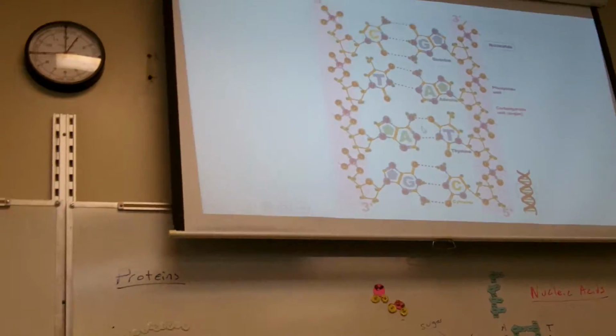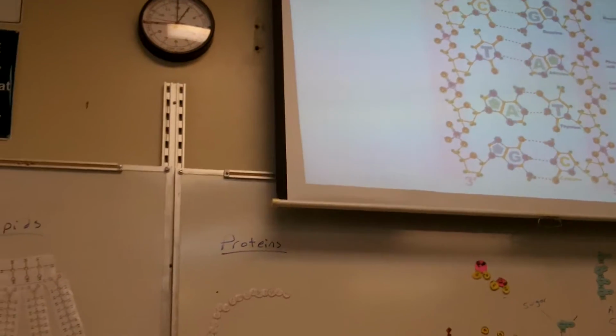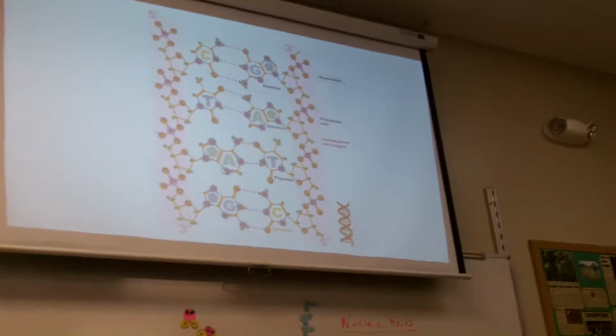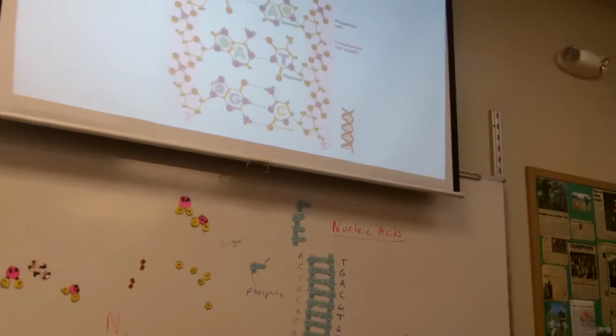Would we have to identify using that picture? Maybe. I could ask anything. I could say, what is that? It's adenine, but what is adenine? It's a nitrogen base. Adenine is one of the 4 nitrogen bases.